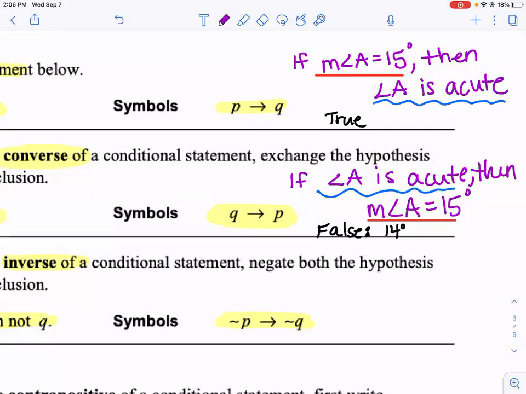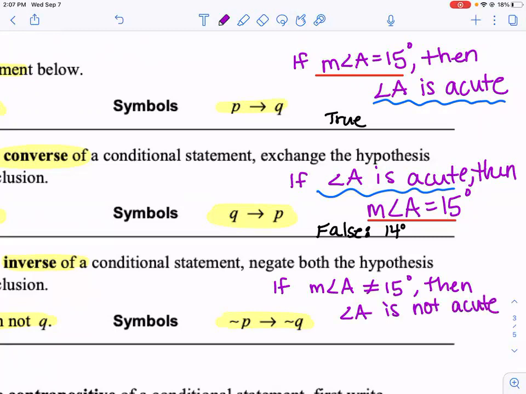If not P, how do I negate this? If the measure of angle A is not 15 degrees, then angle A is not acute. Is that a true or a false statement? Okay, I need a counterexample then.